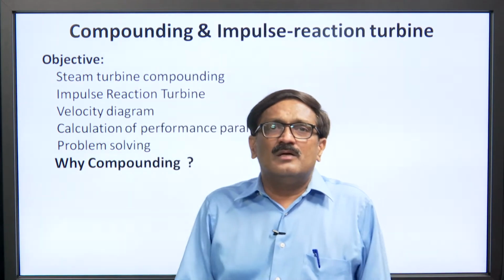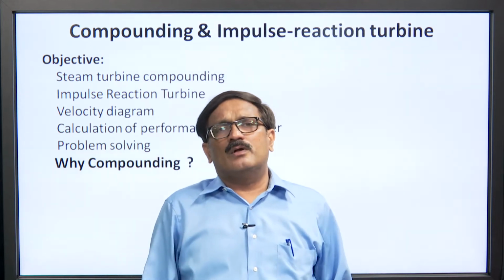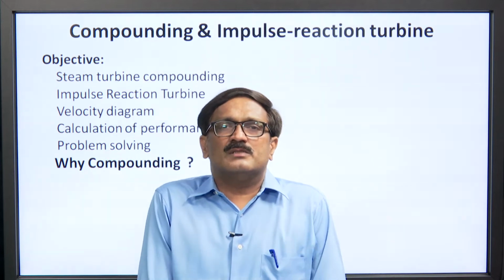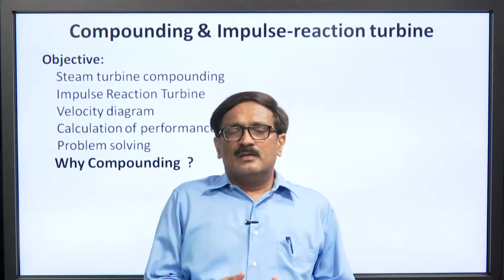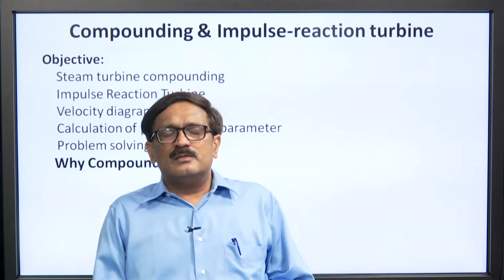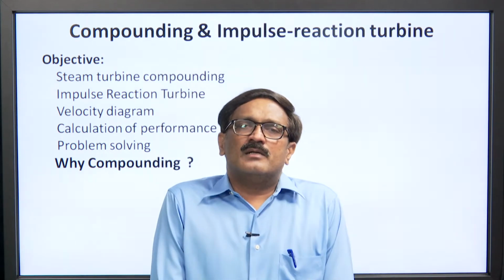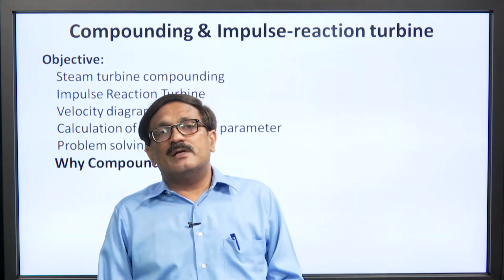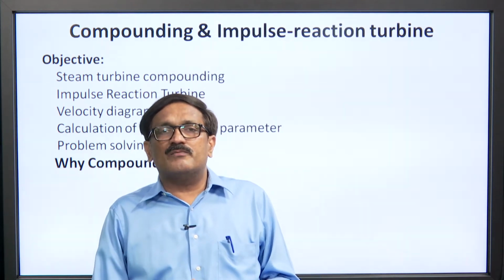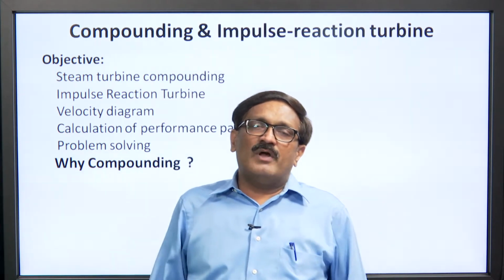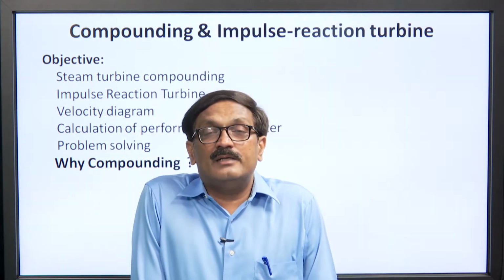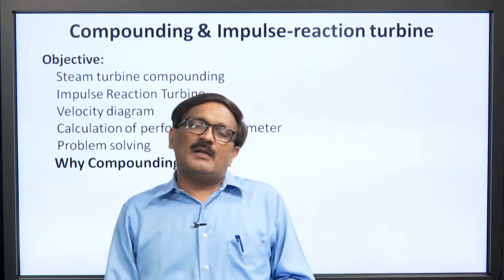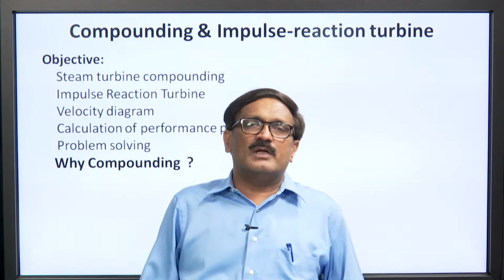Now, the question arises, why compounding? Why do we compound the steam turbine? As we have seen earlier in thermodynamics, the efficiency of the plant is higher if we utilize higher pressure and temperature in the Rankine cycle. With higher pressure and temperature, the energy or enthalpy of the steam is very high, and when we expand that high-energy steam in the nozzle, the enthalpy drop is high, so we get a very high velocity at the nozzle exit.